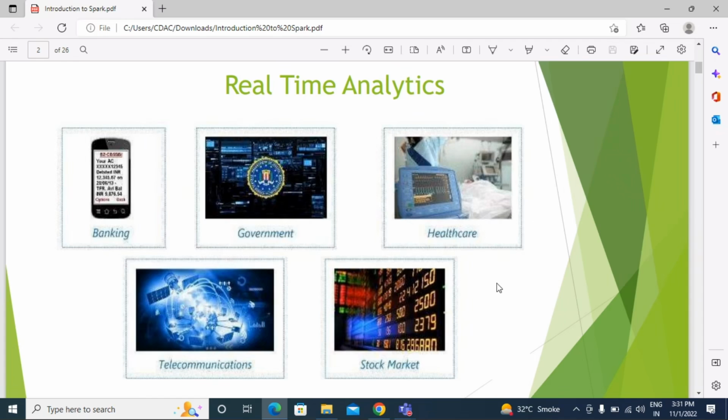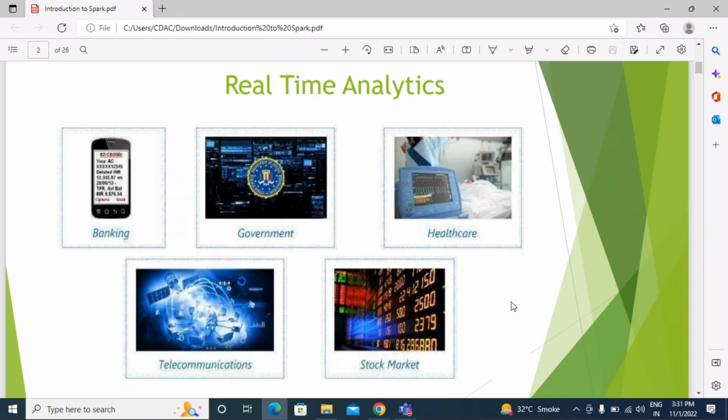Okay, these domains can analyze their data with Spark. Also, apart from these, your e-commerce websites, your entertainment websites, your Netflix, your Prime, and everything, they are all using Spark in some way in their backend. Okay, so that is what real-time analytics is.